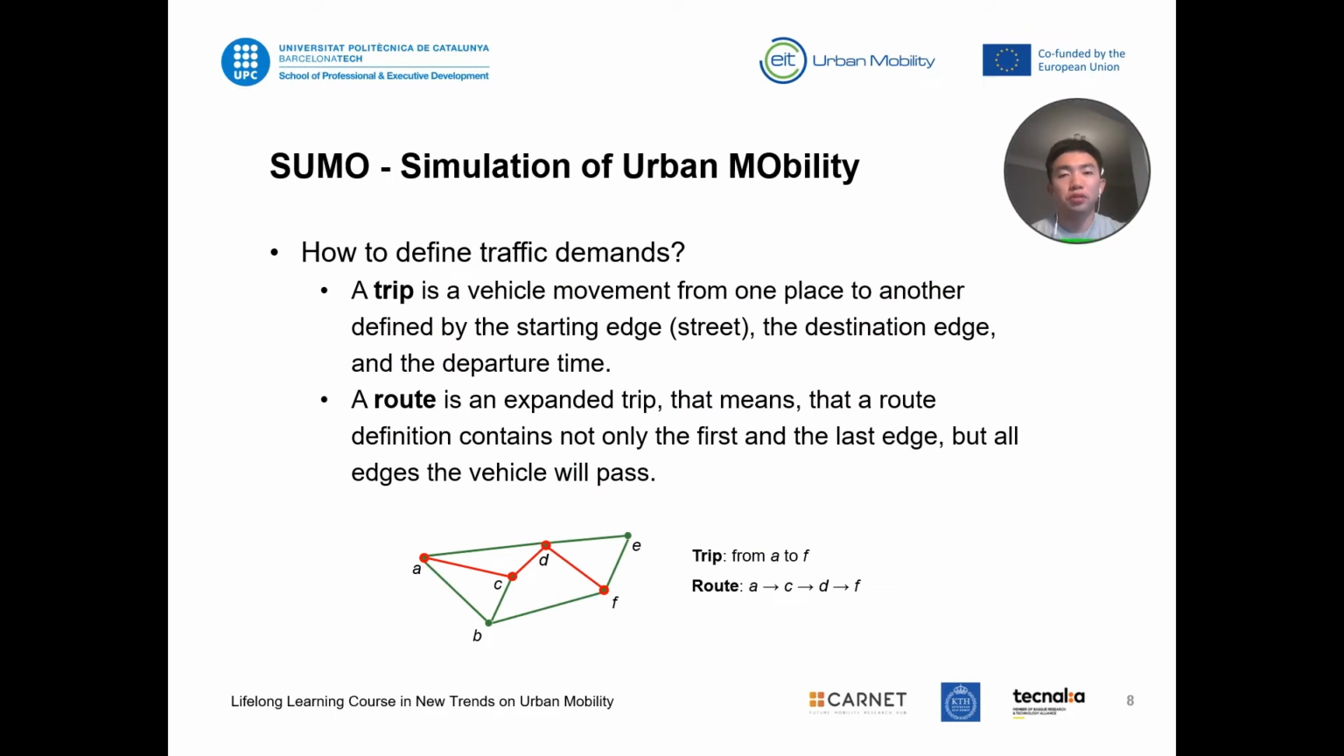In SUMO, there are many different ways to define the traffic demands. The first one is a trip, and the second one is a route. With a trip, you define the starting edge as a street, the destination edge, and the departure time. A route is different. It's an expanded trip, so you define not only the first and the last edge, but also all the edges the vehicle will pass. For example, in this case, the trip will include only the starting point and the ending point, but the route will include all the paths that the vehicle will pass, like this.